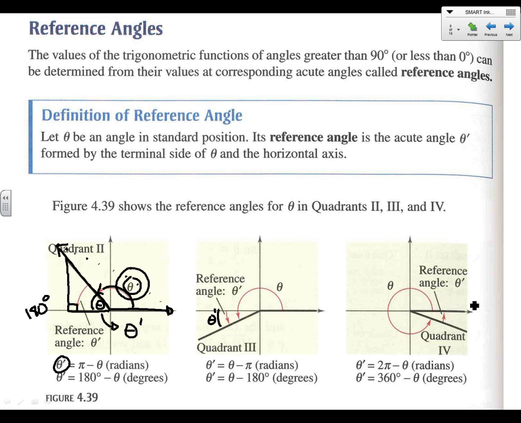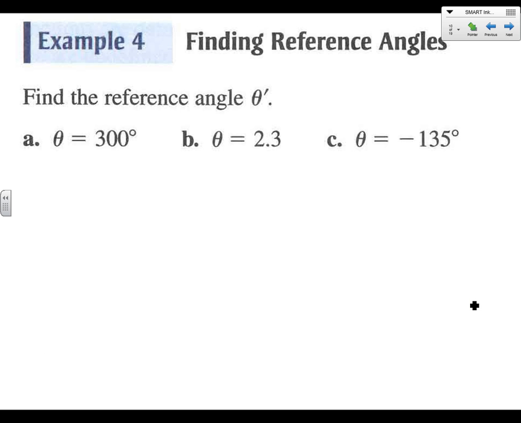Okay, so let's do a couple examples and see if we can make sense of this. Let's find the reference angle for 300 to start with. Alright, so 300, let's pop it up there. There's 300 degrees. 300, if we spin around, there's 90, 180, 270, and if we keep going, another 30 gets us to 300.